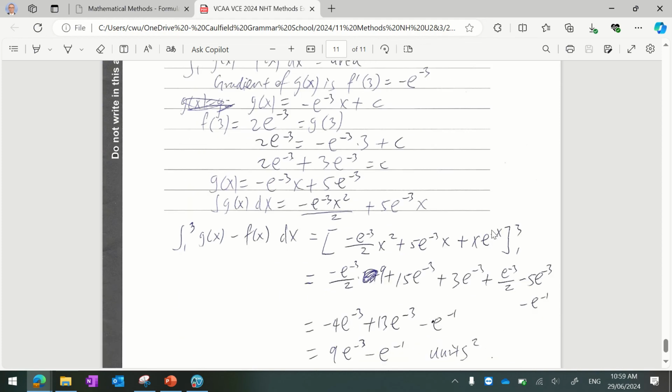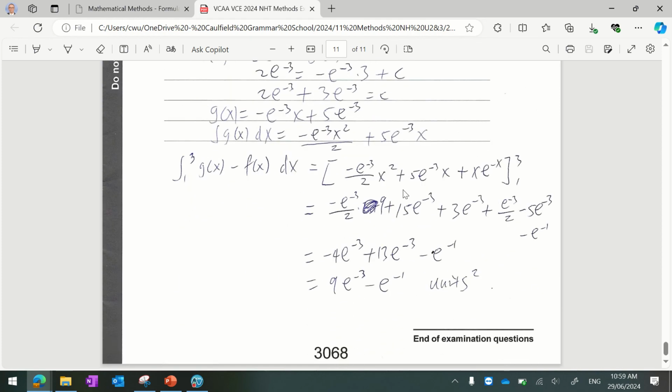And then sub the numbers in, sub 3 in, and then you minus whatever you get when you substitute 1 in. Well, let me put it a different way. You sub 3 in, and then you sub 1 in, and you minus in between. And you do some calculation, and you get this. Again, if you find mistakes in my arithmetic, in my calculation, please leave it in the comment section below. And the answer I got is 9e to the negative 3 minus e to the power of negative 1 unit square.